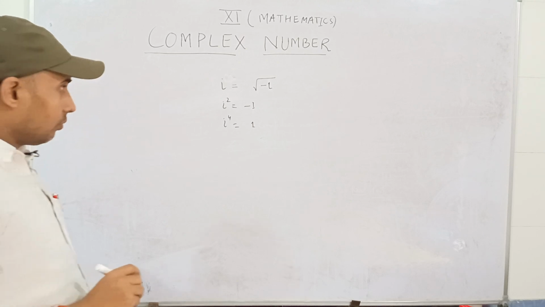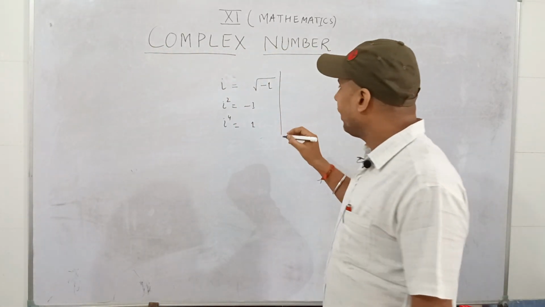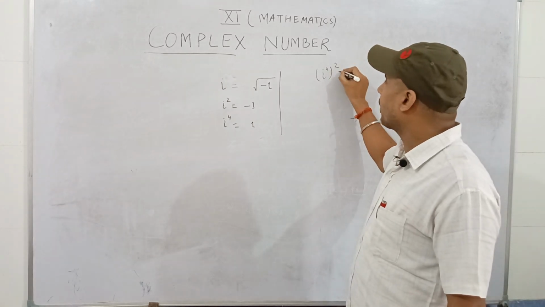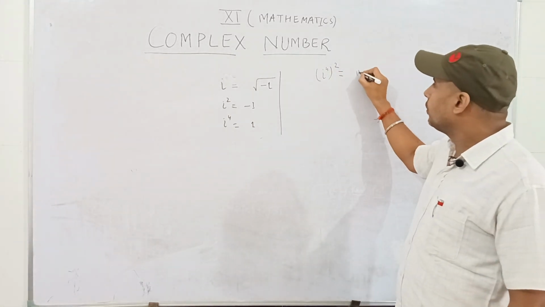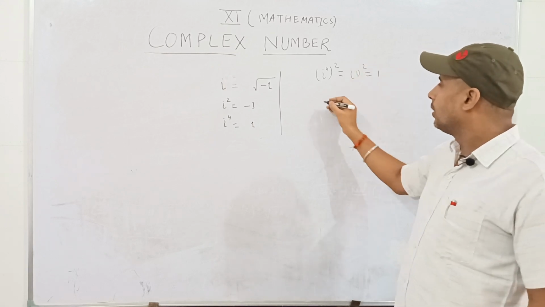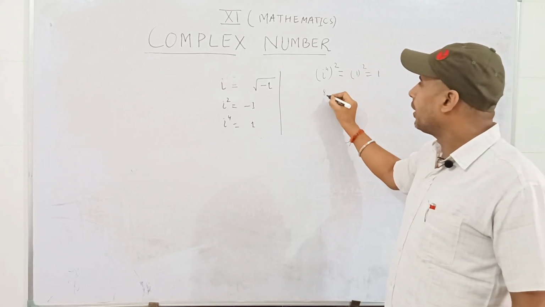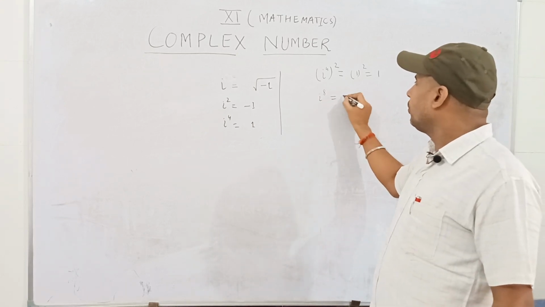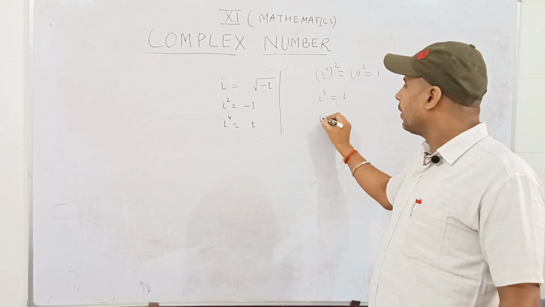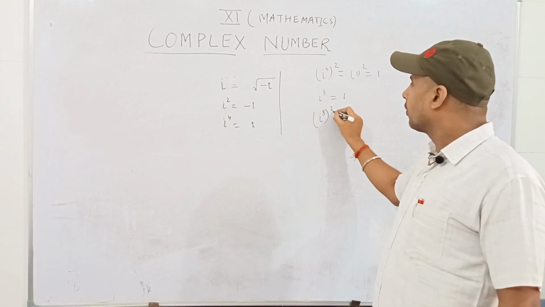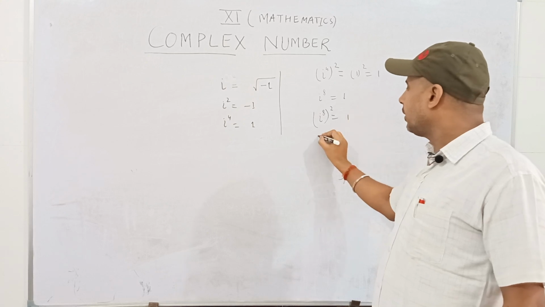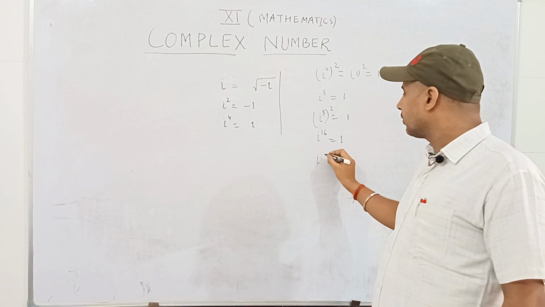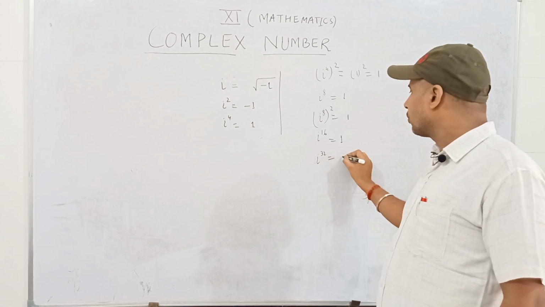Again squaring i to the power 4, this is also 1 whole square, this is 1. It means i to the power 8 is also 1. Again squaring, i to the power 16 is 1. Again squaring, 32, 1.